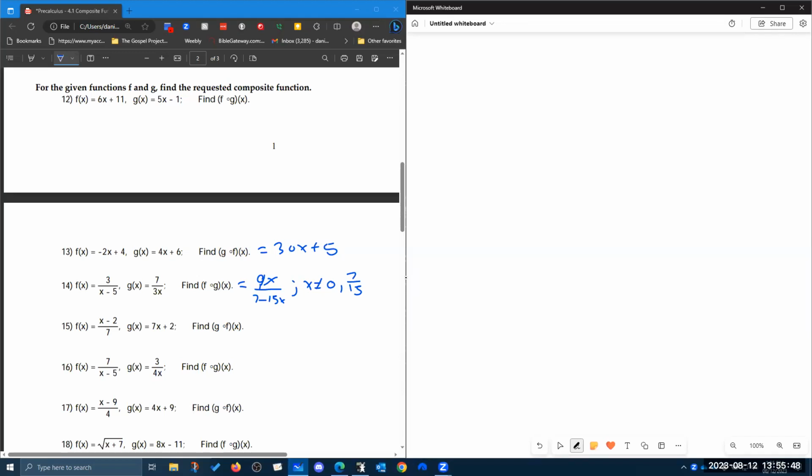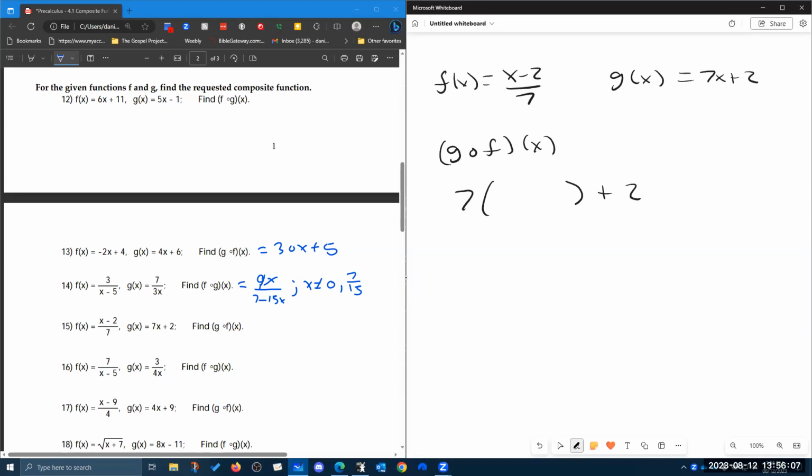For number 15, f of x is going to be x minus 2 over 7. G of x is equal to 7x plus 2. We want to find g of f of x this time. So I'm going to write down g. I'm going to insert f, and 7 will divide out with the 7. And then the plus 2 and the minus 2 will zero out, and I'll be left with x.